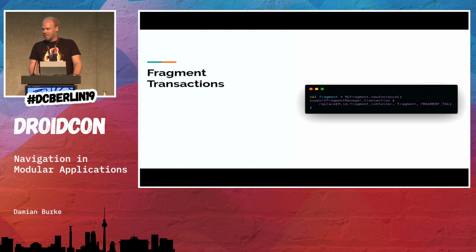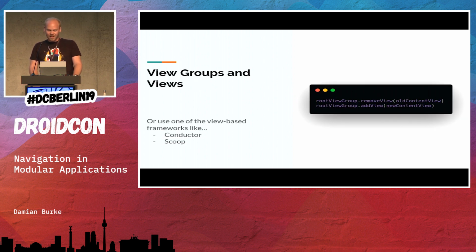The next one, we can replace fragments. We just create new fragments, kick out the old ones. Maybe we have multiple fragments in an activity. It just works. Sometimes, most of the times. The next one is if you want to work with views instead of fragments or activities. Well, you still need an activity as a host, but you can juggle around view groups and views. You can also do that. There are some frameworks like Conductor or Scoop, even though that's kind of deprecated by now, that will assist you here. But this is also a legit thing to do.